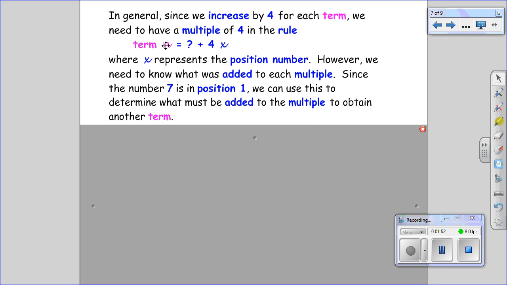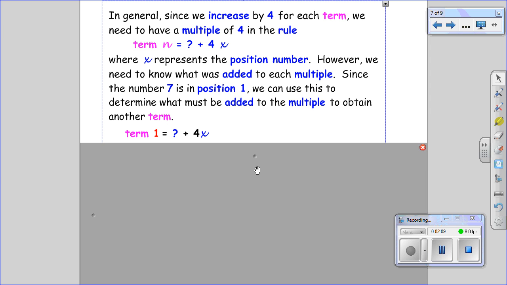We can write term n is something plus 4 times x. Actually, we should really make that an n, but 4 times x, where x represents the position number. However, we need to know what was added to each multiple. So the number 7 is in position 1, and we can use that to figure out what happened. We know that we have 4 times x plus something equals term 1.